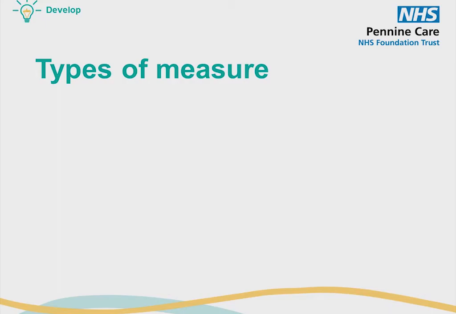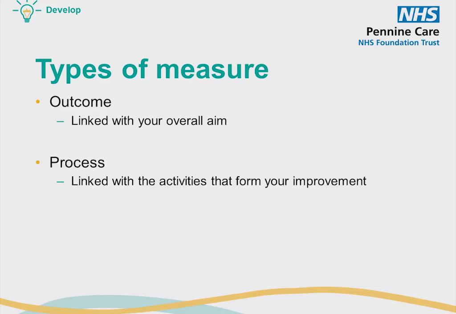There are 3 types of measure that you need to be aware of when making a change: outcome, process, and balance. Your outcome measure tends to be linked to your aim. It tells you when you have reached your destination. You normally only have one of these. Next are your process measures. These are linked to your activities or change ideas. For example, if you never actually execute your change, you will never see the improvement you wish to see.